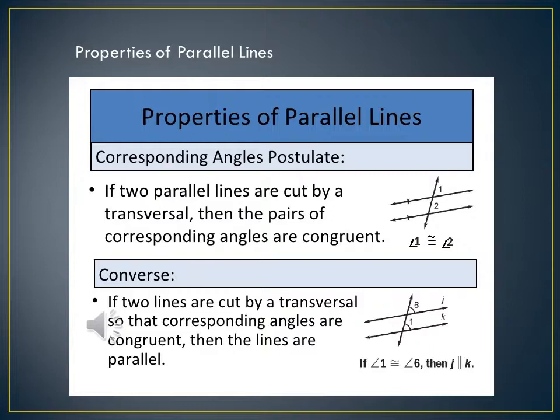Properties of parallel lines. If two parallel lines are cut by a transversal, then the pairs of corresponding angles are congruent. The converse is when two lines are cut by a transversal so that the angles are congruent.